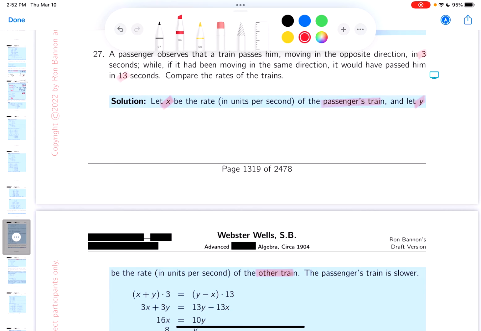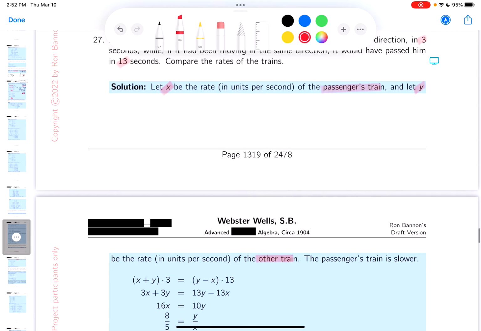So let's write this down now. You've got the rate of the passenger's train plus the rate of the other train, and they're going to pass each other in 3 seconds. It's a combined rate, by the way. Now let's do the other one. It's going to be equal to, who's faster? The other train's faster, right?